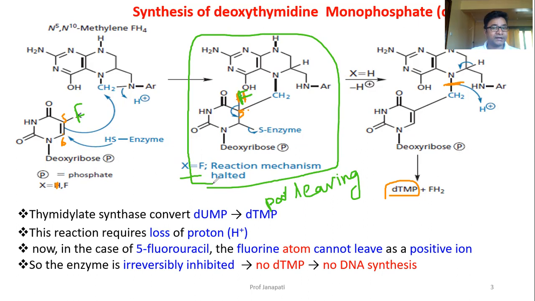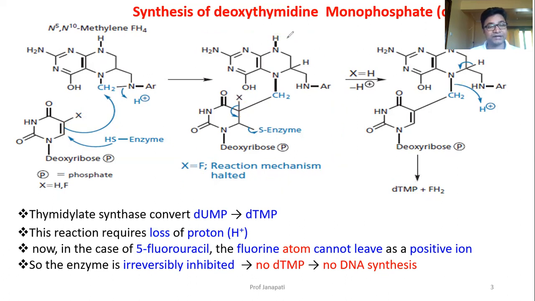So that's why, as you see, just like a terrorist, it is killing itself. That's why this drug is called a suicidal enzyme inhibitor. As the reaction is halting here, there is no formation of deoxythymidine monophosphate, which is further converted to DNA, RNA. So 5-fluorouracil is a very, very good drug in this condition. So this is the mechanism of reaction.